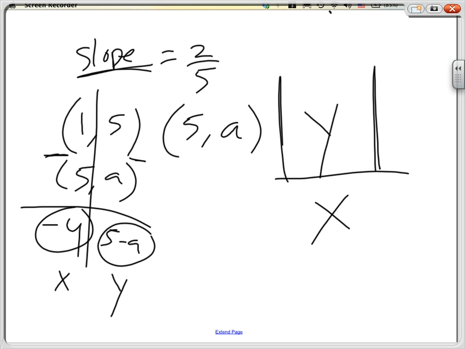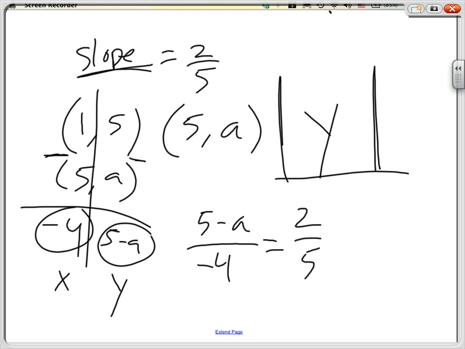Okay, so let's take a look. What is x? -4. What is your y? 5 minus a. Remember that we have to force this to make it into the slope, right? So all you have to do is just set it equals to the slope. There it is. This is our next step.